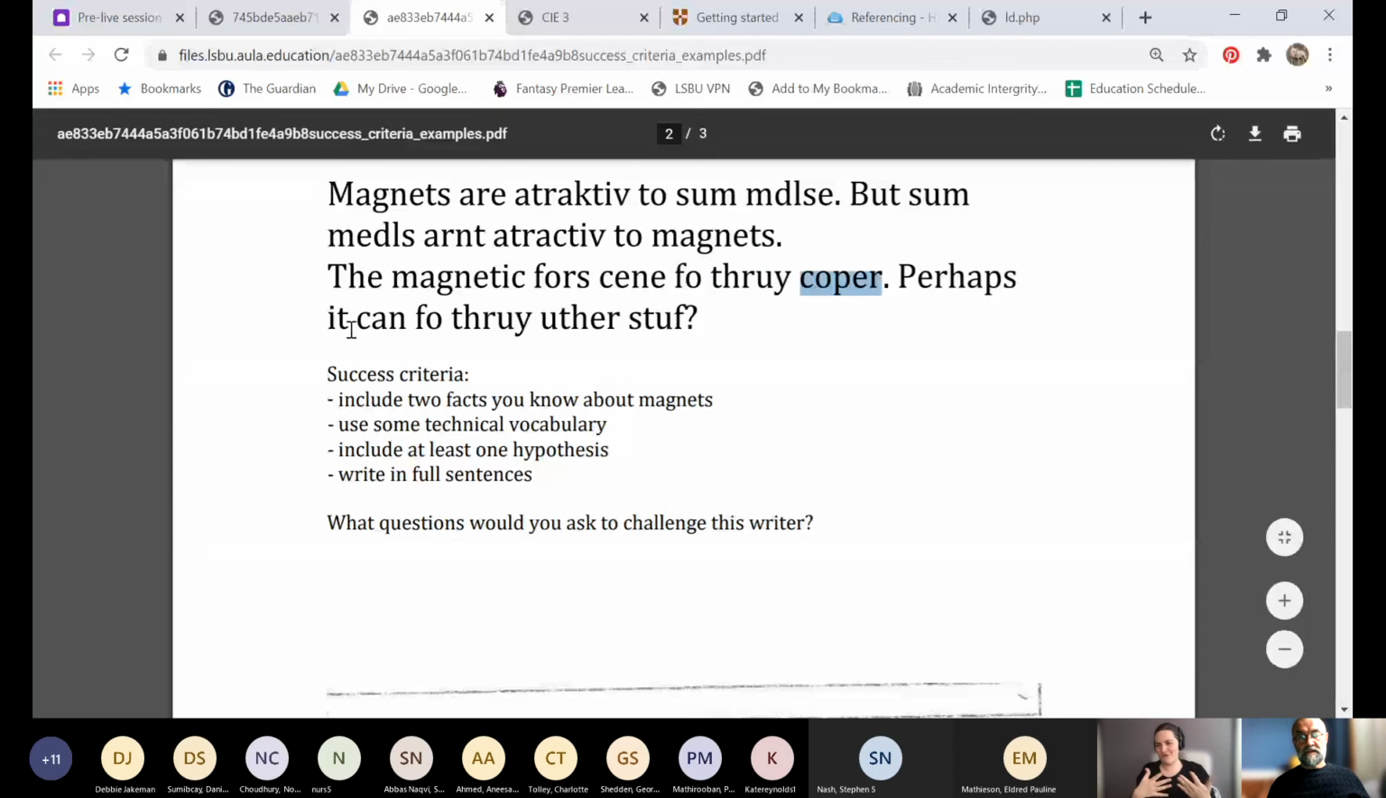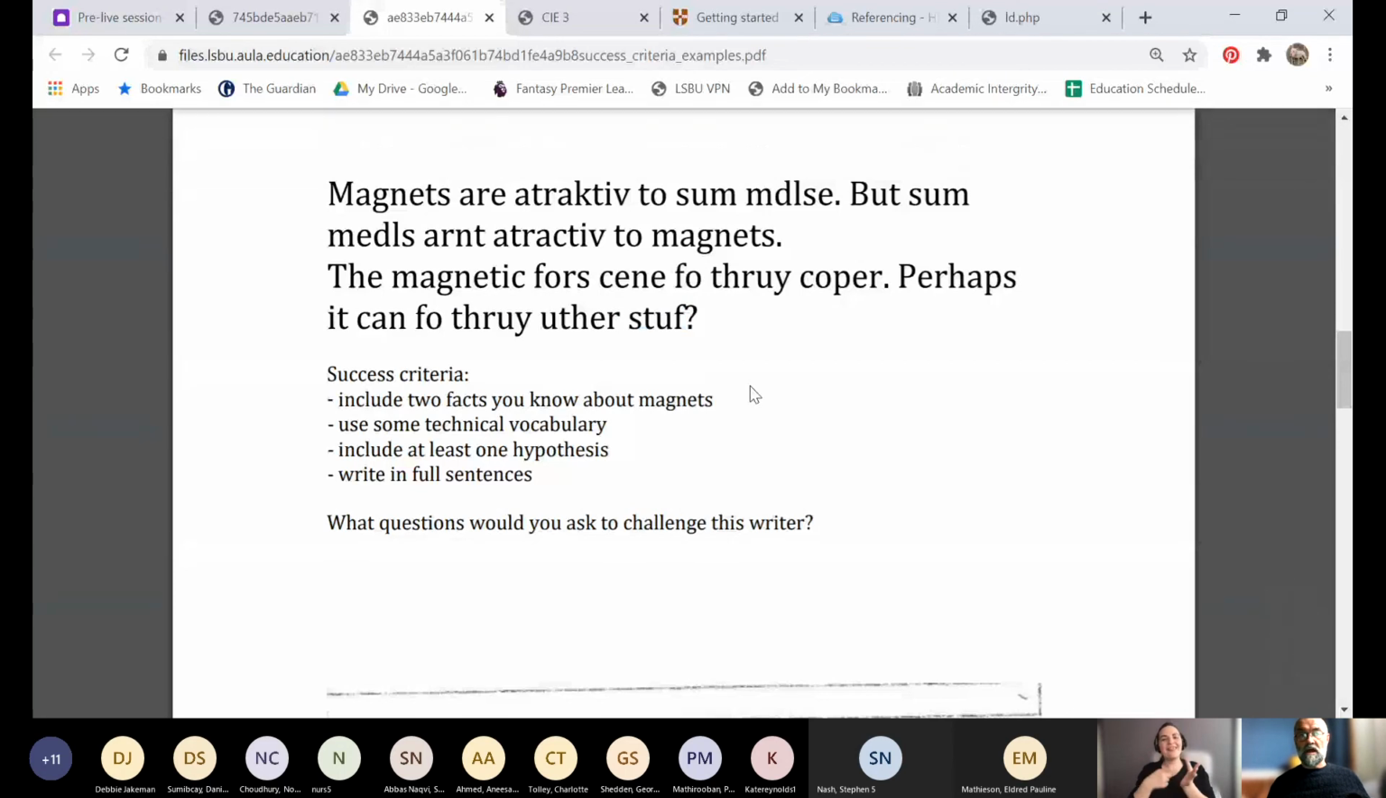Perhaps it can go through other stuff. Magnets are attractive to some metals, but some metals aren't attractive to magnets. The magnetic force can go through copper. Perhaps it can go through other stuff.